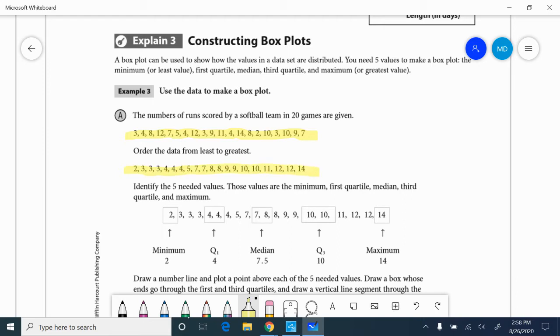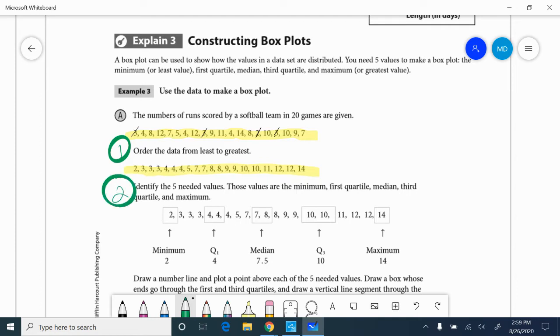A good way to do that is as you write them down to cross them off. So if I wrote a 2 here, I would cross that 2 off there so I don't accidentally use it again. Then I cross off the 3s each time I write one and continue to do this so that way I don't accidentally repeat or not use enough of the data values. So once we've ordered our data from least to greatest, and this is kind of like your first step, then you want to identify the 5 needed values. This would be our second step.